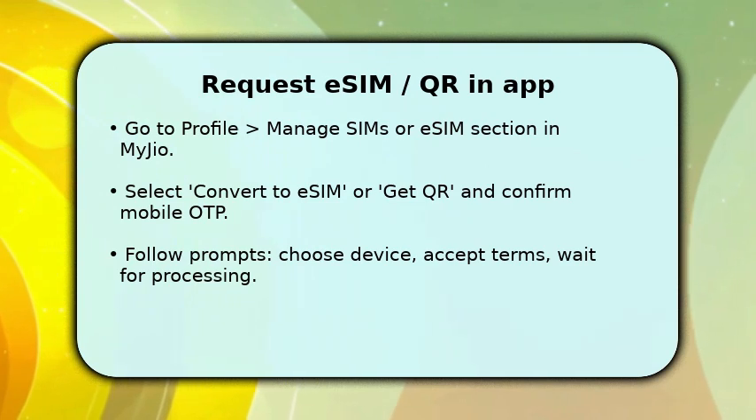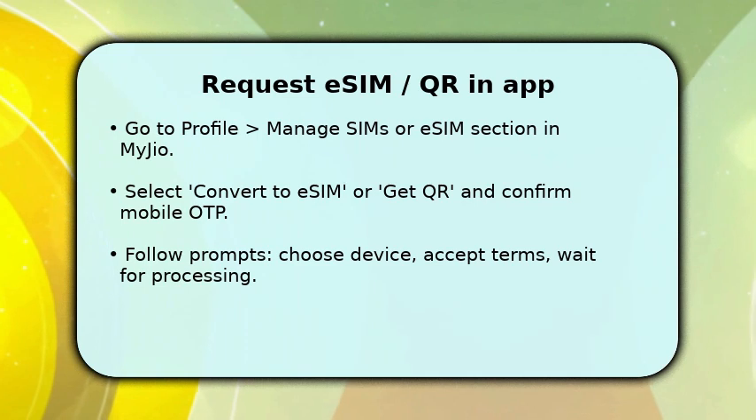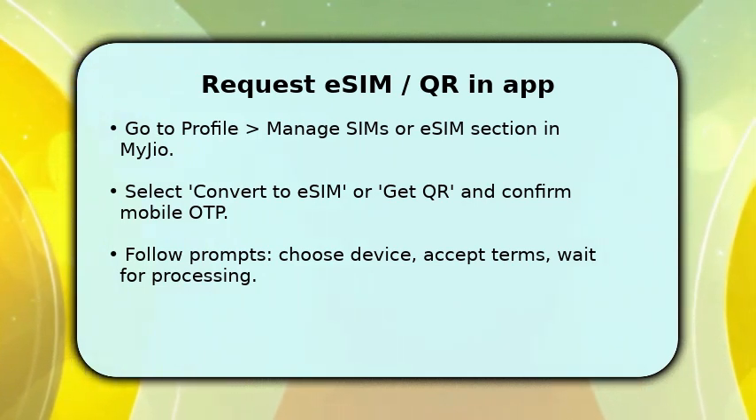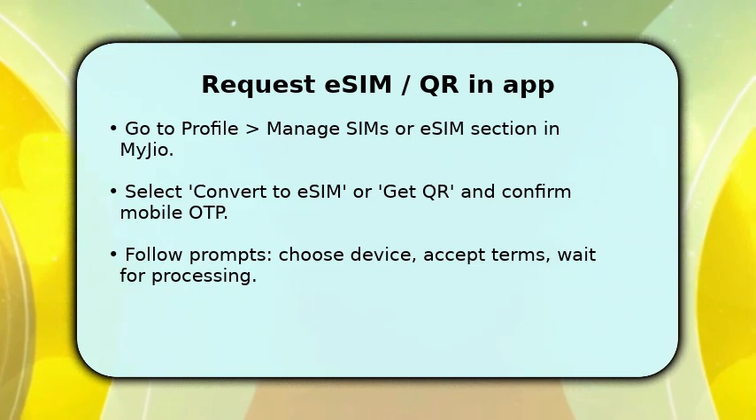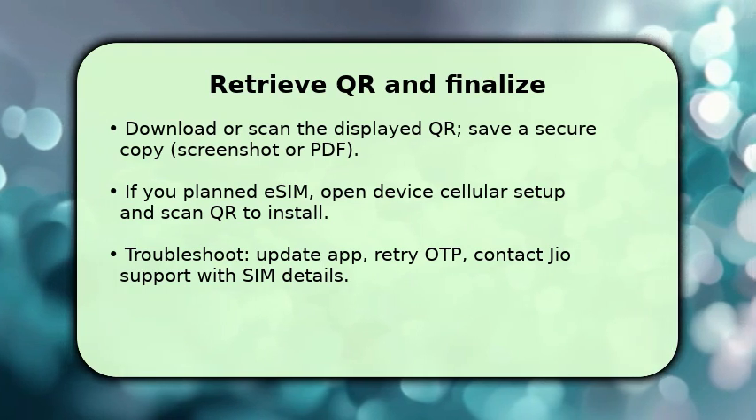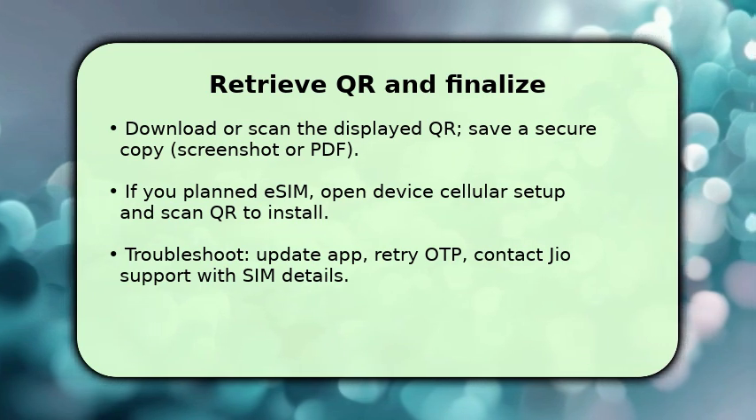The system queues a QR generation. This step can take a few minutes as Jio validates eKYC and availability, so stay on the confirmation screen until it completes. When the QR appears, download or screenshot it immediately and store it securely. You will use that to activate an eSIM or confirm SIM details.